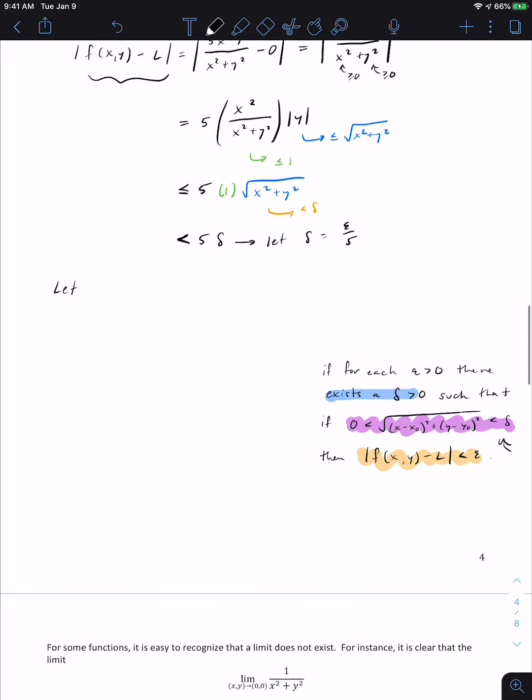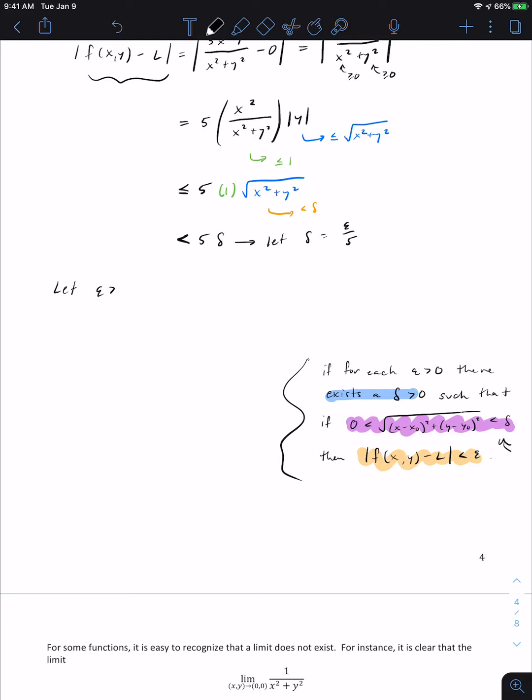Because remember, the whole point was saying, for any epsilon, I find a delta, such that if this happens, then this happens. So now that's what we're going to do. We're going to finish the proof. The idea is to write out this whole definition and show that it holds in this case where we let delta equal epsilon over 5.